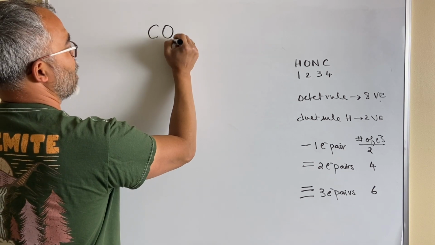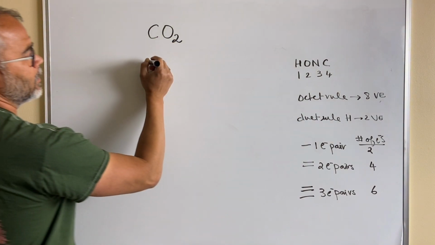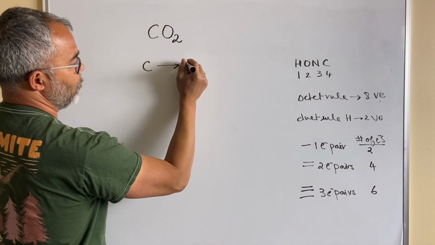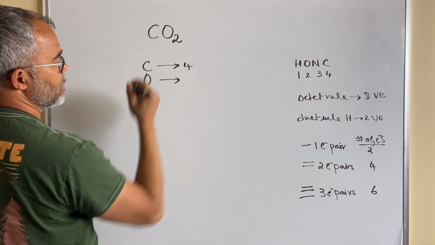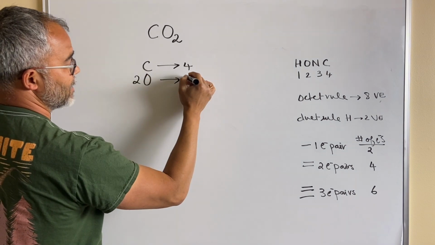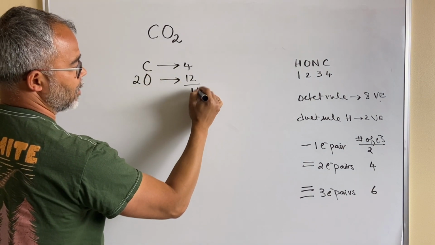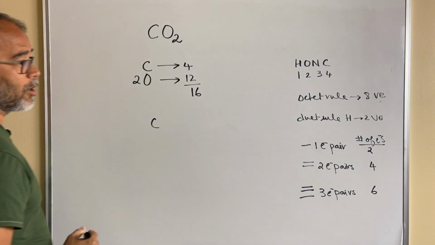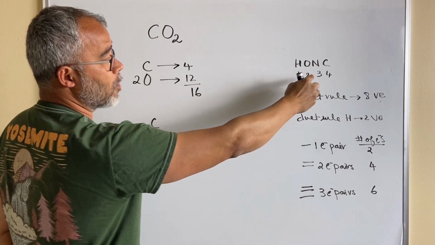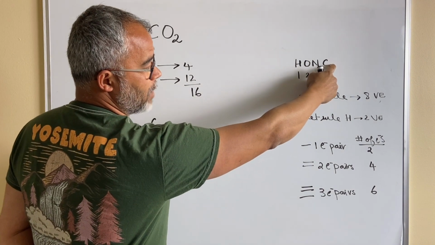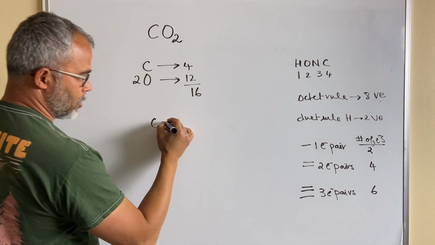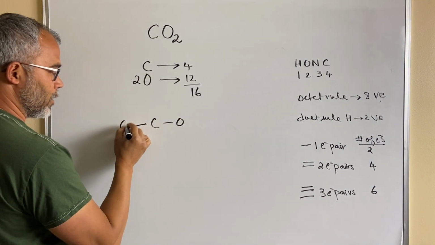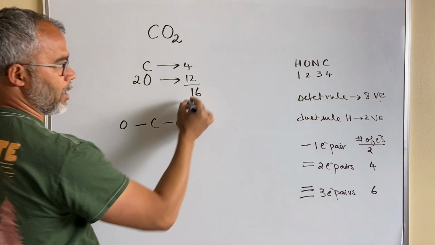This example is carbon dioxide. You have 4 valence electrons for carbon. For each oxygen, there's 2 oxygens, so that's 6 each, so that's 12, so that's a total of 16. We put carbon in the center because according to the HONC 1, 2, 3, 4 rule, carbon should make 4 bonds and oxygen should make 2. That means carbon needs to be in the center.